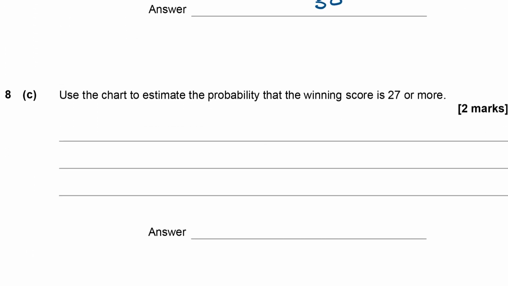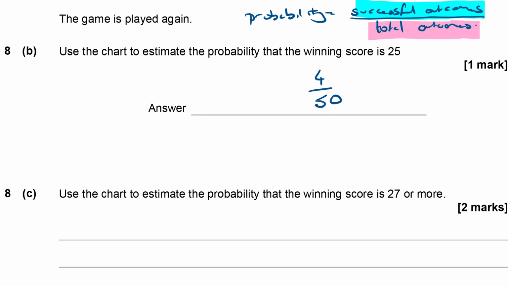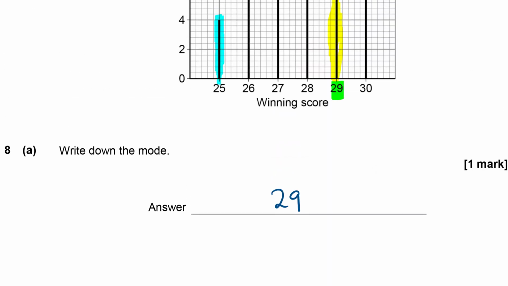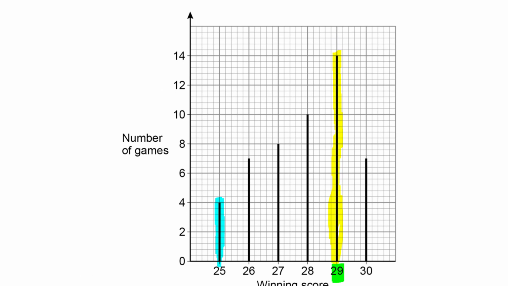Then part C says use the chart to estimate the probability that the winning score is 27 or more. Going back to our graph, 27 or more is going to be the 27 bar, which has got 8 in it, and our 28 bar, which has got 10 in it. So 8, 10, the 29 bar that's got 14 in it, and the 30 bar, which is halfway between 6 and 7, isn't it? So that's 7.